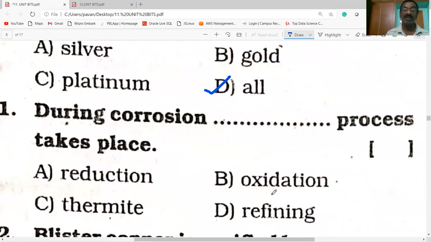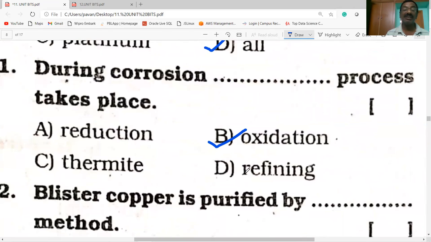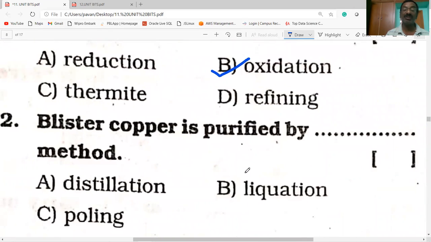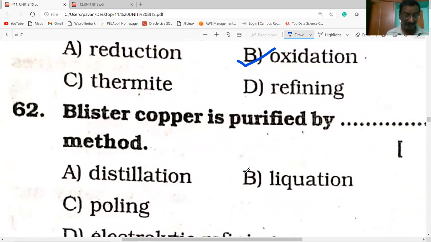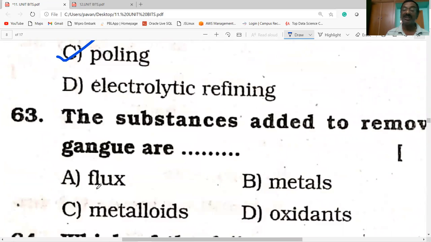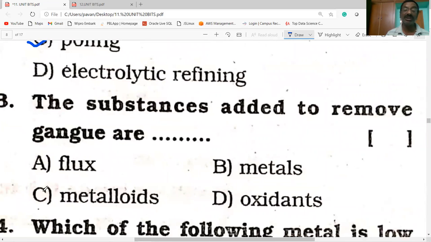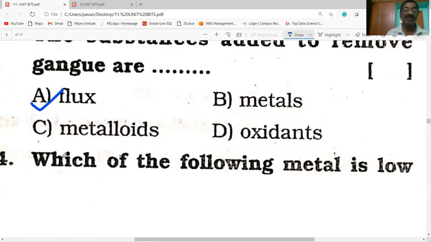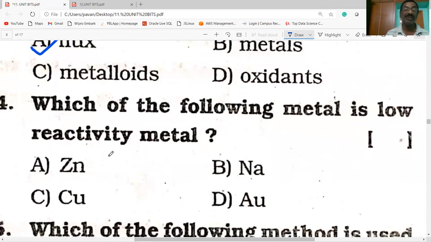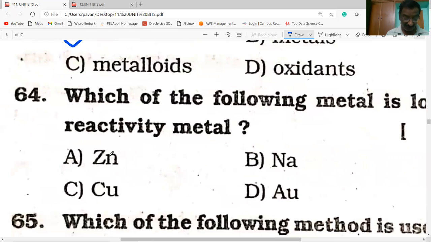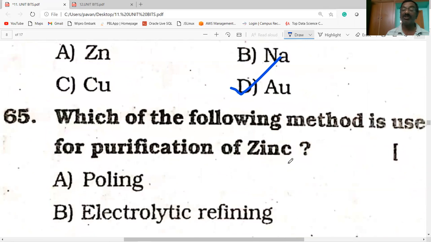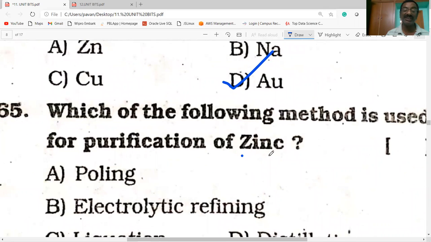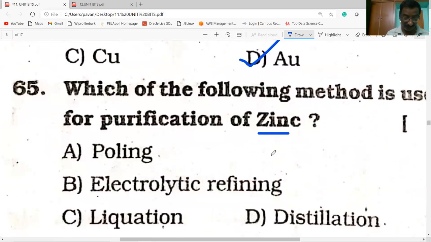During corrosion, an oxidation process takes place; corrosion is the oxidative deterioration of the metal. Blister copper is purified by the poling method. The substances added to remove gangue are called flux. Which of the following is a low reactive metal? Gold is the least reactive metal. Which method is used for purification of zinc?